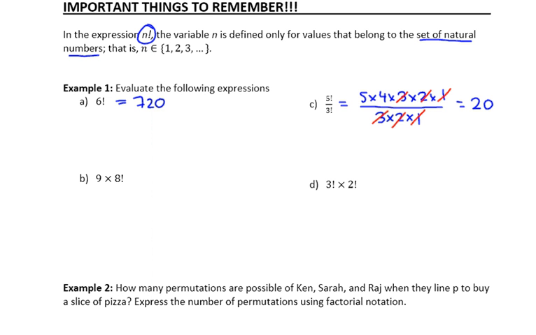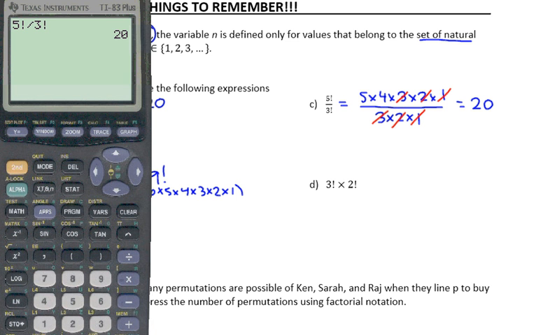Okay, 9 times 8 factorial. There's another way we can write this. Does anyone know how else you could write this? If this is 9 times, and what's 8 factorial? 8 times 7 times 6 times 5 times 4 times 3 times 2 times 1. How else could this have been written? 9 factorial. Right, 9 times 8 factorial could have also been 9 factorial. It's the same thing as 9 factorial.